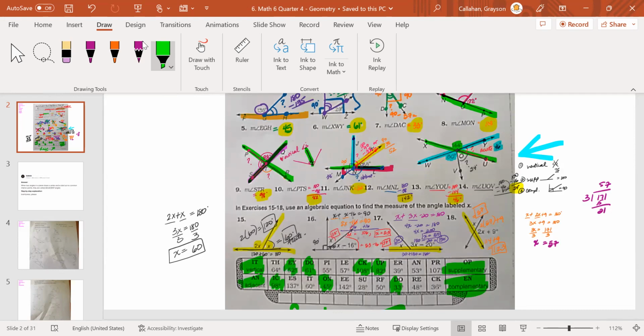52, 142, 46, which I don't see 46. That's because it's not 46. So this one I made a mistake. It's not 46. It should be 36. Yes, 36.